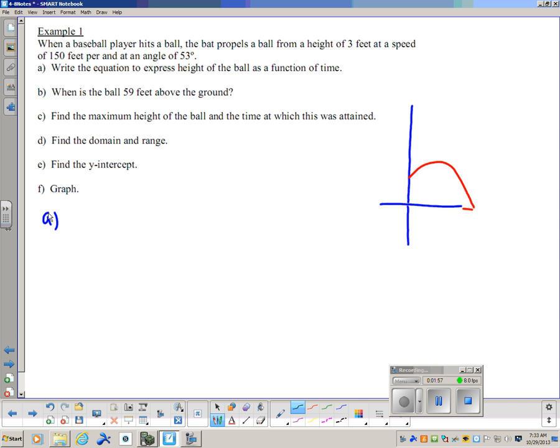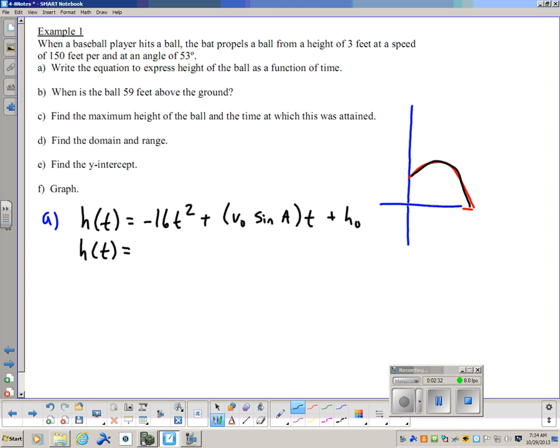So we're going to go back to that other page, and it says h of t, our nice little formula. We're going to plug everything in. So h of t is equal to negative 16t squared, negative because the parabola is always going to be upside down, plus v sub 0 times the sine of the angle, the whole thing times t, plus h sub 0. Let's put our values in there. We're not going to replace h of t, and we'll keep t in there, but everything else should be filled in.